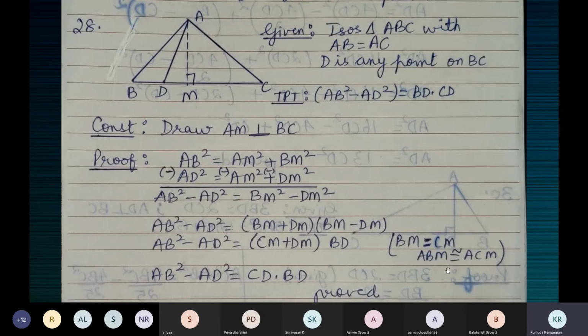I've given the reason in short here. ABM is congruent to ACM, RHS rule. So by CPCTC, you will have BM is equal to CM. So instead of BM, you can say CM. Now CM plus DM is CD, CD into BD. Hence proved.